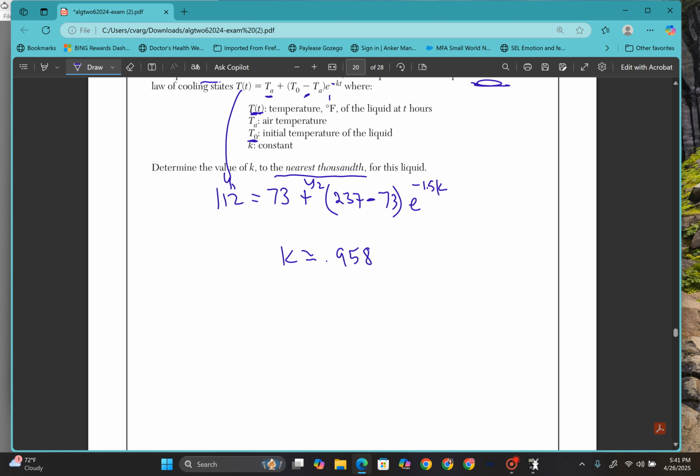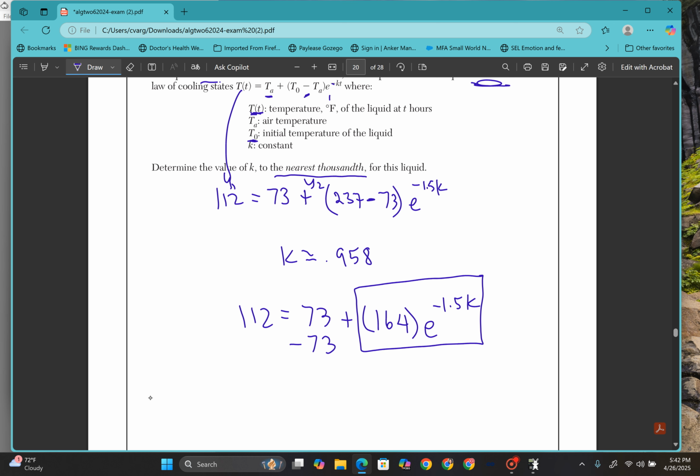So first thing we could do is 237 minus 73. Cool, so that's 164. So I can have 112 is equal to 73 plus, we just figured out that this is 164 e to the negative 1.5k. Okay, so I want to get everything over to one side, so I can subtract 73, right? Remember, let's get our weird thing by itself right here. So subtract 73 from both sides. So 112 minus 73 is 39. So I have 39 is equal to, this cancels out, 164 e to the negative 1.5k.